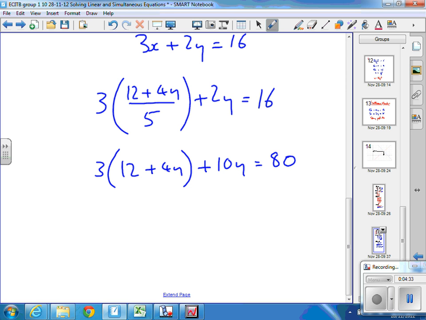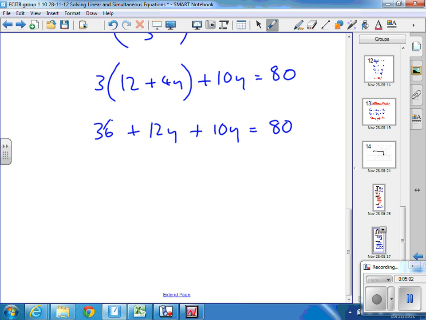Now, expand out the brackets. 3 times 12 is 36. 3 times 4y is 4 3s are 12y, plus 10y equals 80. Now we can collect like terms. 12y plus 10y equals 22y, equals 80.